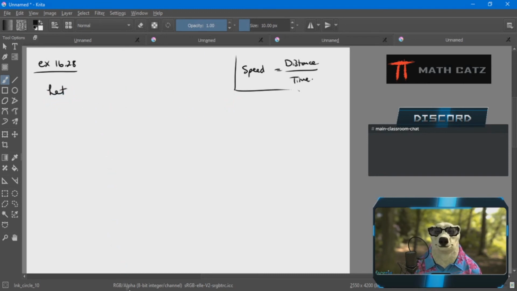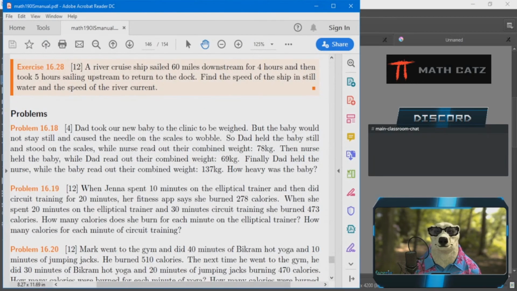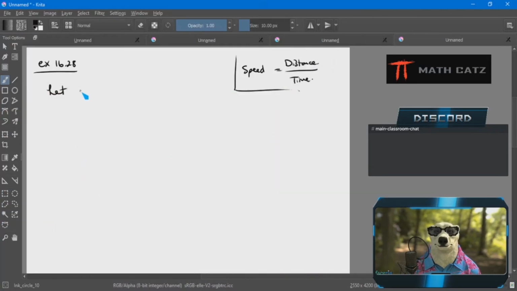So I am going to need a variable. What is something that I want to find? The speed of the ship. All right. Let X represent the speed of the ship. Now we use X again. X means something completely different than it did in the previous question.